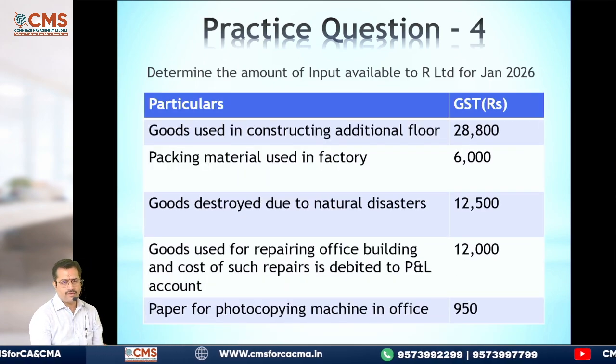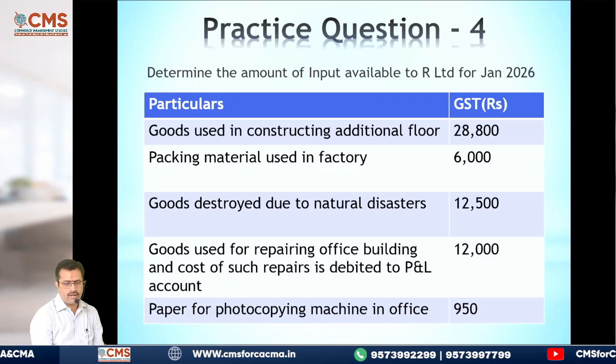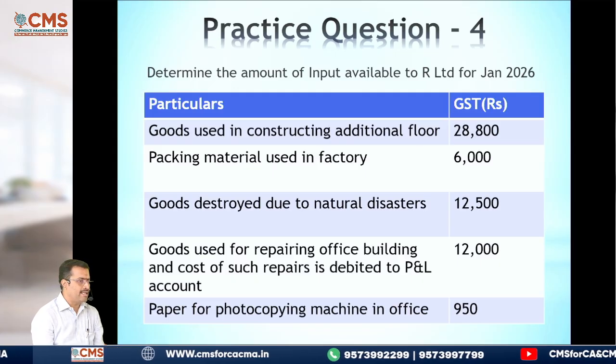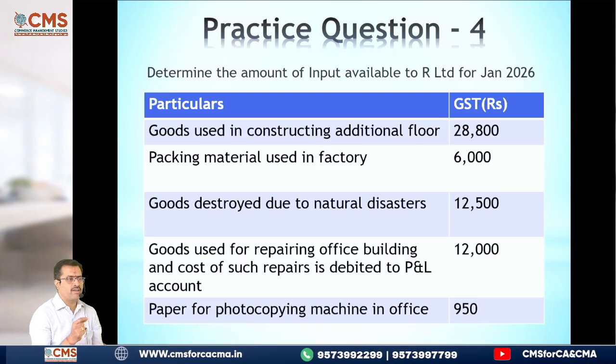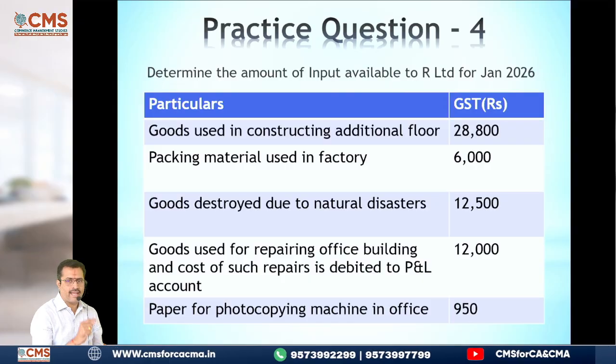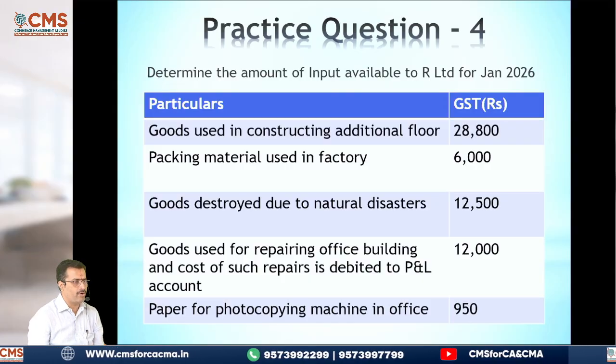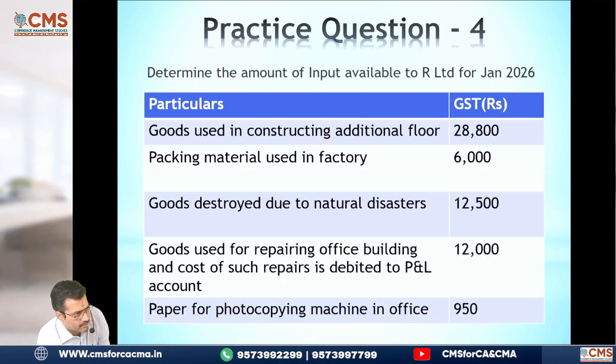Next, let's see practice question number 4. Determine the amount of input available to R Limited for January 2026. Come on, go through each and every point. This is to be like an exam for you. Come on, go through each and every point and tell me how much is the answer.